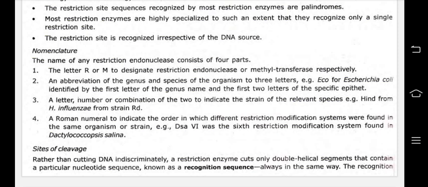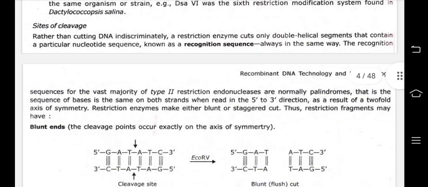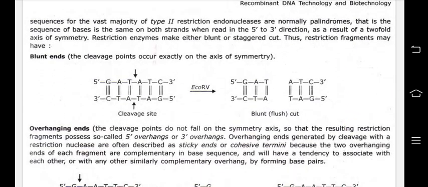Sites of cleavage. Rather than cutting DNA indiscriminately, a restriction enzyme cuts only double helical segments that contain a particular nucleotide sequence known as a recognition sequence. The recognition sequence for the vast majority of type 2 restriction endonucleases are normally palindromes. That is, the sequence of bases is the same on both strands when read in the 5' to 3' direction, as a result of a two-fold axis of symmetry.